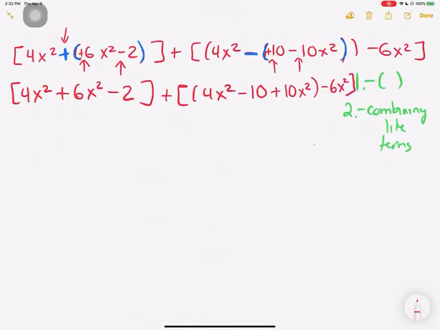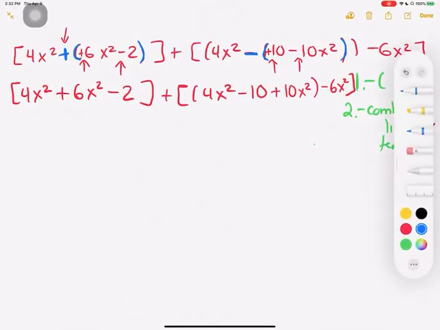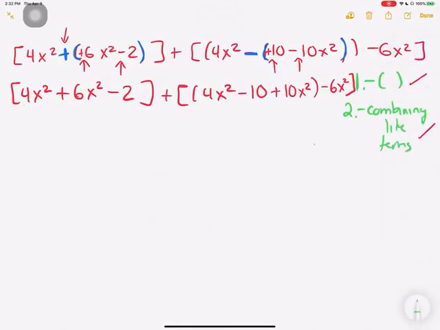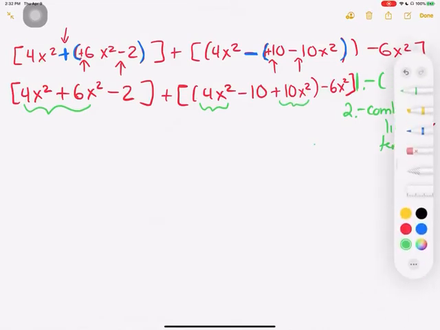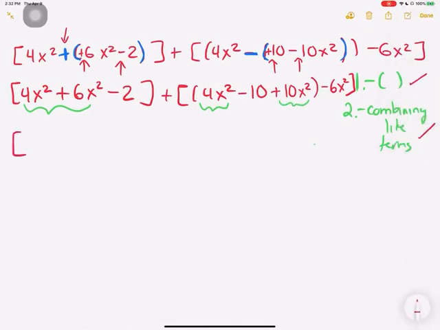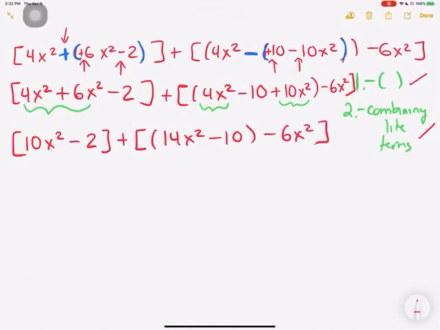So you get rid of the innermost parentheses first, and then you combine like terms. Let's see what we can combine inside those parentheses. I have 4x squared and 6x squared, which are like terms I can combine. On the second parenthesis, I have 4x squared plus 10x squared. So 4 plus 6 is going to be 10x squared minus 2. And on this second parenthesis, I can combine 4 and 10. That's going to be 14x squared minus 10. And I still have minus 6x squared, close bracket.